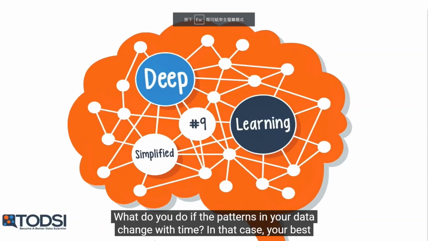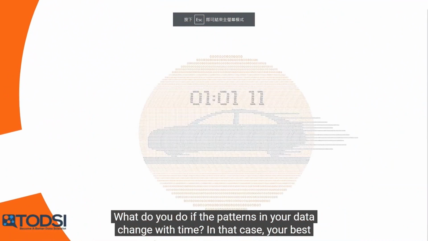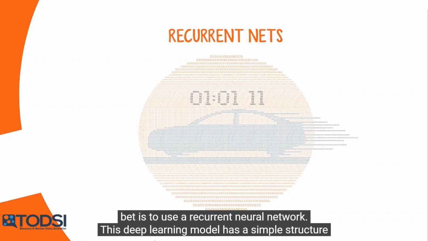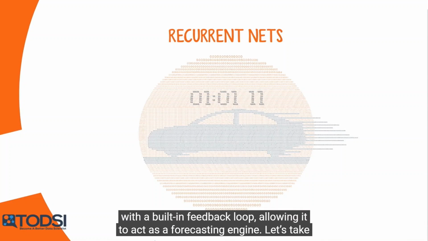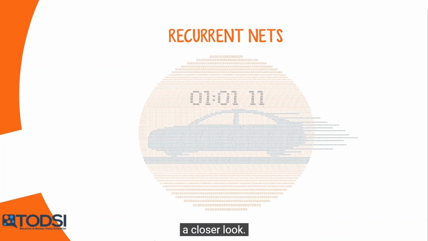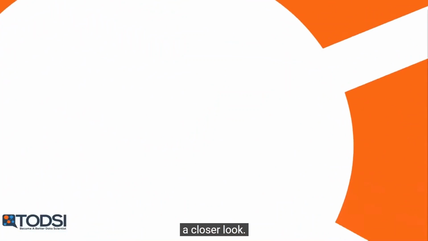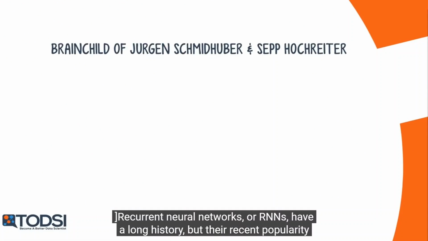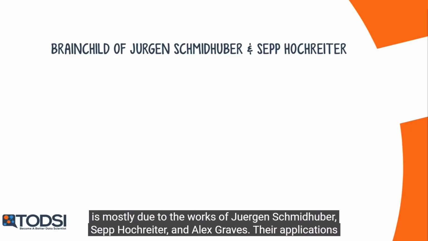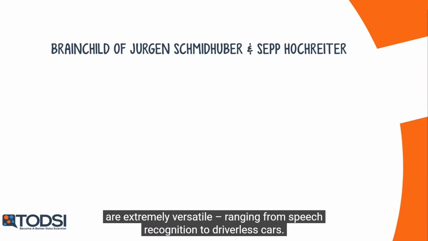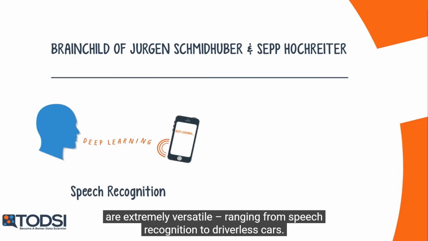What do you do if the patterns in your data change with time? In that case, your best bet is to use a recurrent neural network. This deep learning model has a simple structure with a built-in feedback loop, allowing it to act as a forecasting engine. Let's take a closer look. Recurrent neural networks, or RNNs, have a long history, but their recent popularity is mostly due to the works of Jürgen Schmidhuber, Sepp Hochreiter, and Alex Graves.